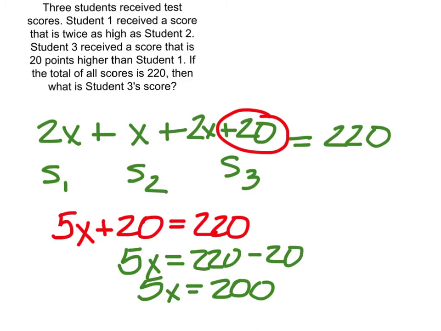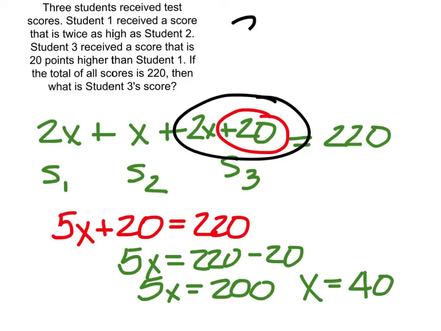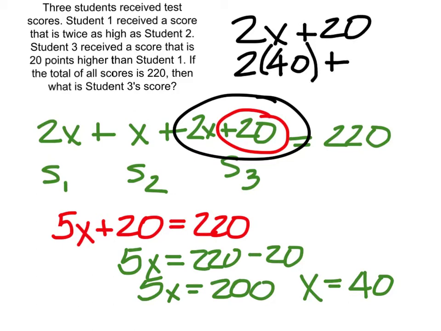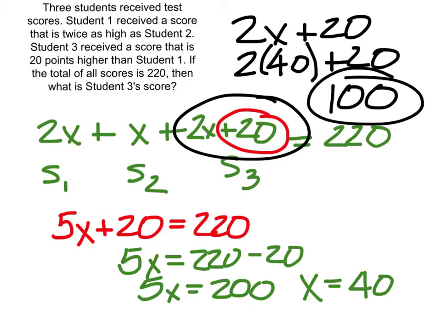What's 200 divided by 5? 40. 40 refers to what student? The second one. And which one are we looking for? The third one. The third student is this one, and it's 2x plus 20. So put the 40 we found in for x. What's 2 times 40? 80. 80 plus 20 is what? 100 is the answer.